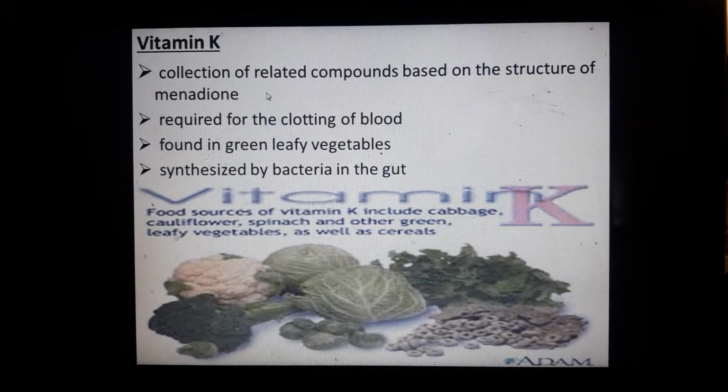So vitamin K is a collection of related compounds based on the structure of menadione. Vitamin K is known as phytomenadione. This one is required for blood clotting.